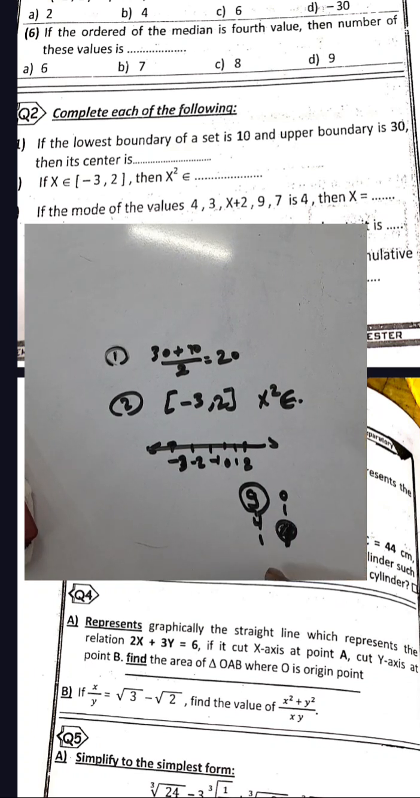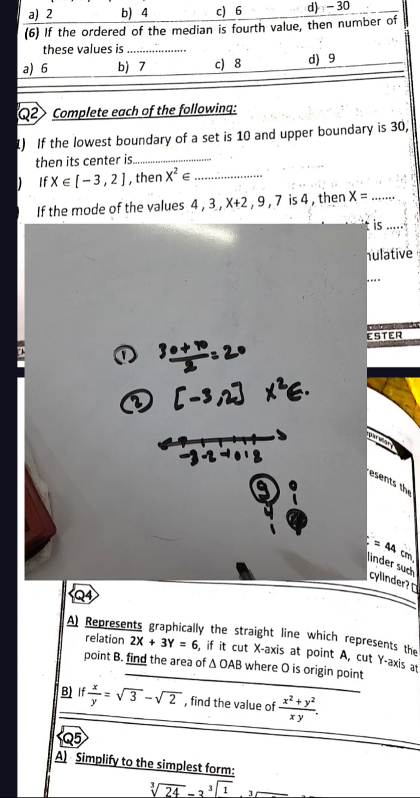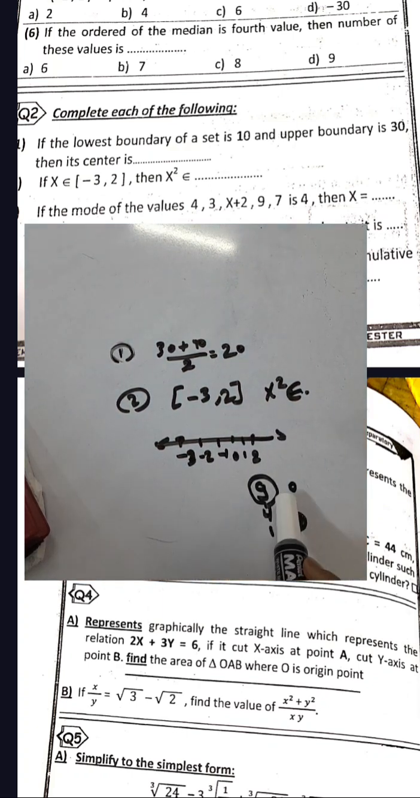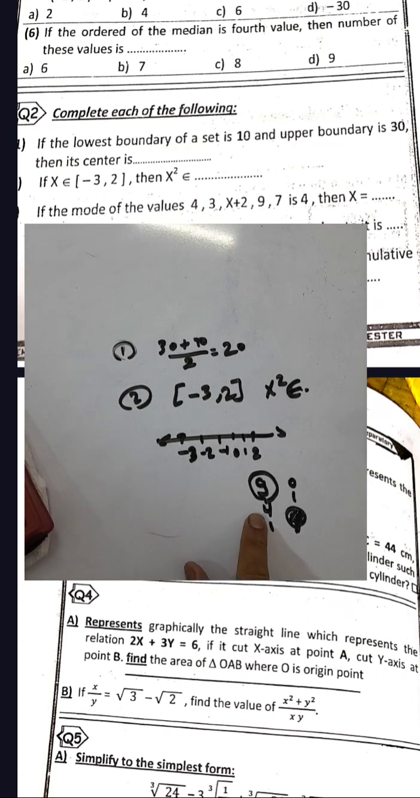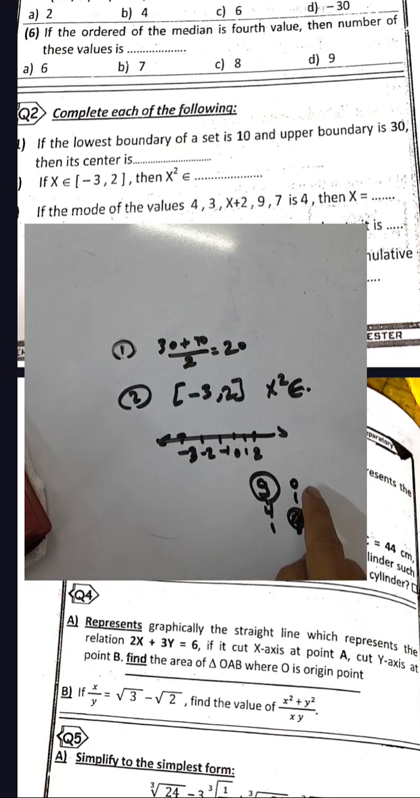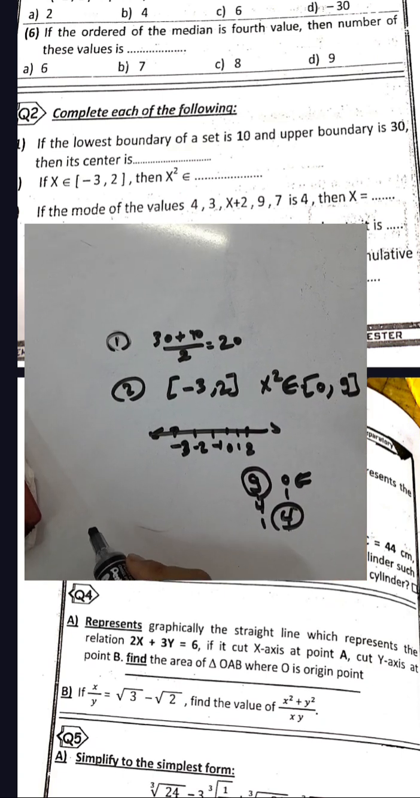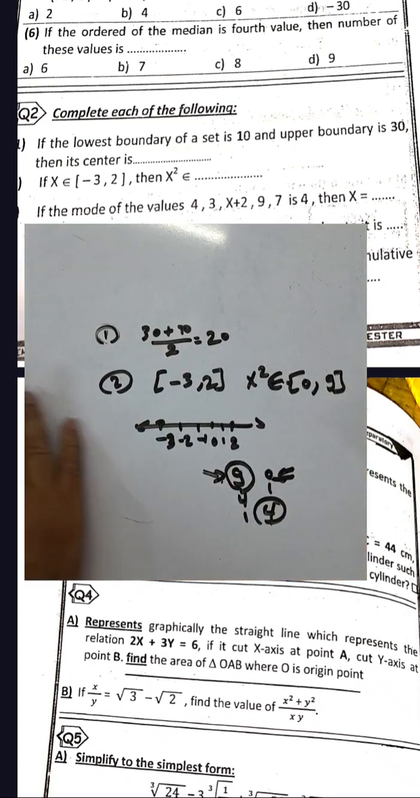If we have the interval from 4 to 9, then x power 2 falls in this interval. Again, if we have this interval from negative 3 to 2, then x power 2 falls to what? Negative 3 power 2 will be 9, and we have 4 and 1 and 0. Then you can write the smallest number here, 0, and the greatest number will be 9. Then x power 2 falls between 0 and 9. You must find the smallest number and the greatest number in the closed interval, because this interval was closed.